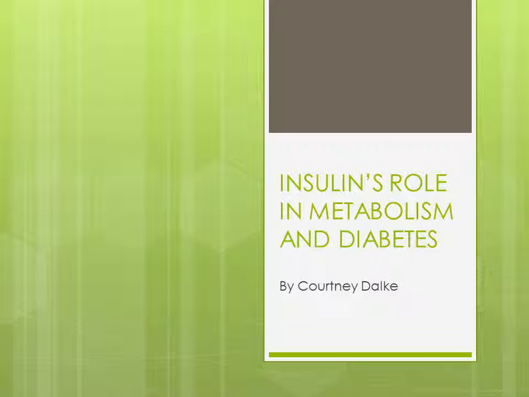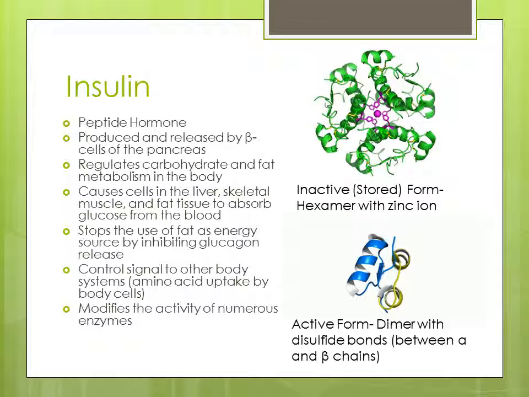I'm a biochemistry student, and today I'm going to discuss insulin's role in metabolism and type 1 and type 2 diabetes. First, some background information about insulin. It is a peptide hormone that is produced and released by the beta cells in the islets of Langerhans of the pancreas. It regulates carbohydrate and fat metabolism in the body by causing cells in the liver, skeletal muscle, and fat tissue to absorb glucose from the blood, especially when there's an excess of glucose. It also stops the use of fat as an energy source by inhibiting glucagon release by the liver.